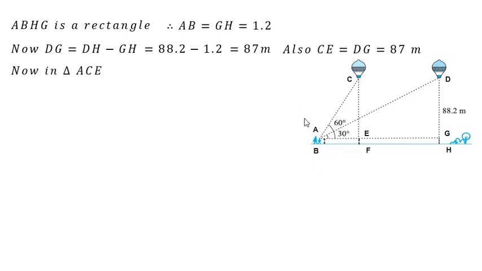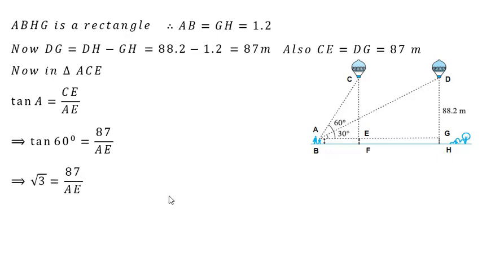Now if we see triangle ACE, tan of angle A is equal to CE upon AE. Now the angle A is 60 degree. So again I will put all the values which I know. I get the value of AE, which is 87 upon root 3. Now I will take triangle ADG. In triangle ADG, tan of angle A is equal to DG upon AG.